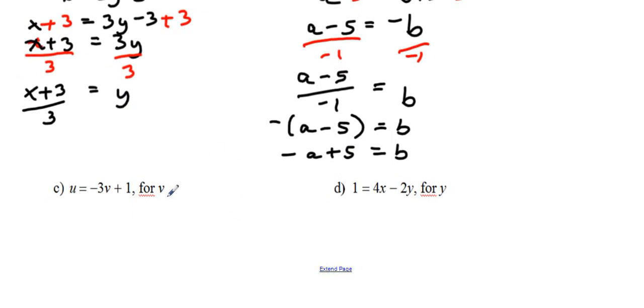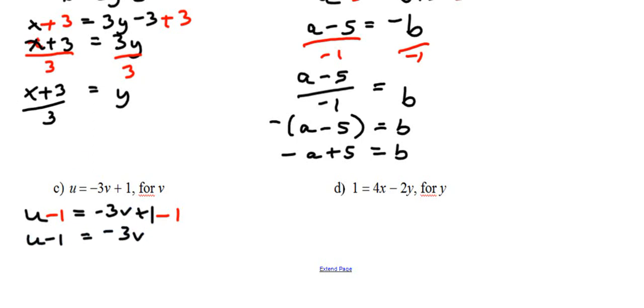All right, let's do another example. We want to isolate for v this time. So here we're going to take the plus 1 that's on this side, and we're going to move it to the other side, or we're going to subtract 1 from both sides. So this is going to be u minus 1 is equal to minus 3v plus 1, and then of course minus 1. So we've subtracted 1 from both sides, and we end up then with u minus 1 is equal to minus 3v.